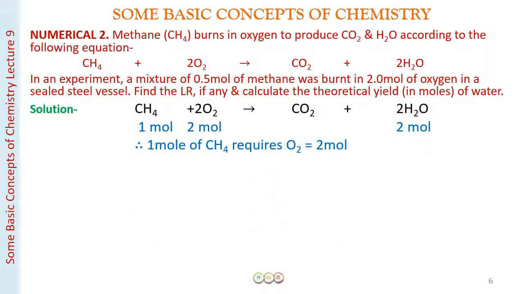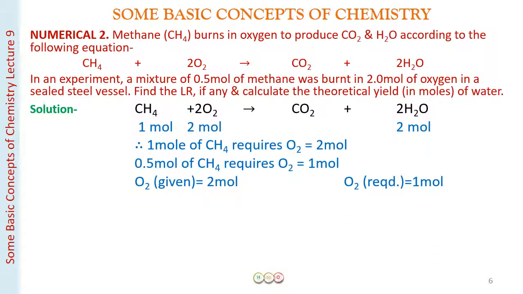So 1 mole of methane requires oxygen 2 moles. So 0.5 mole of methane would require how much oxygen? Just 1 mole. And how much oxygen is given to us in the vessel? It is 2 moles. So which is the limiting reagent? It is going to be methane and oxygen is going to be the excess reagent. So O2 given is 2 moles and O2 required is 1 mole. Hence the limiting reagent is methane and the excess reagent is oxygen.